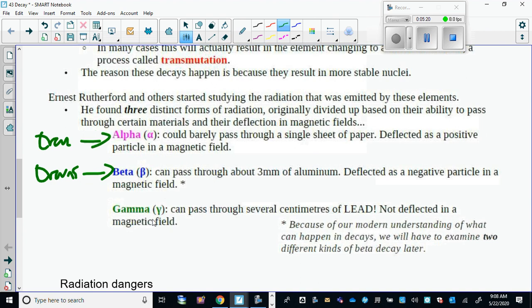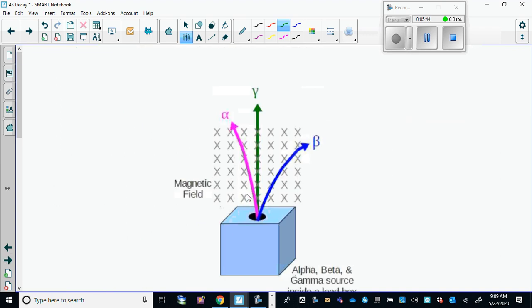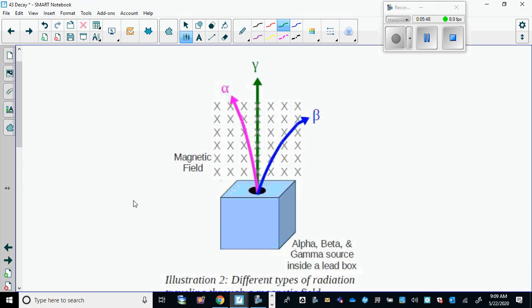And then the gamma can pass through several centimeters of lead, and it's not deflected by magnetic fields because it doesn't have a charge. And then you should watch more videos on the radiation dangers, because when you go to the dentist and they take an x-ray, they put that big lead vest on you. Why is that? It's because you're being bombarded with radiation, which is not good. It makes your cells transmutate. Well, not transmutate, it makes your cells mutate. Something you don't want them to be.